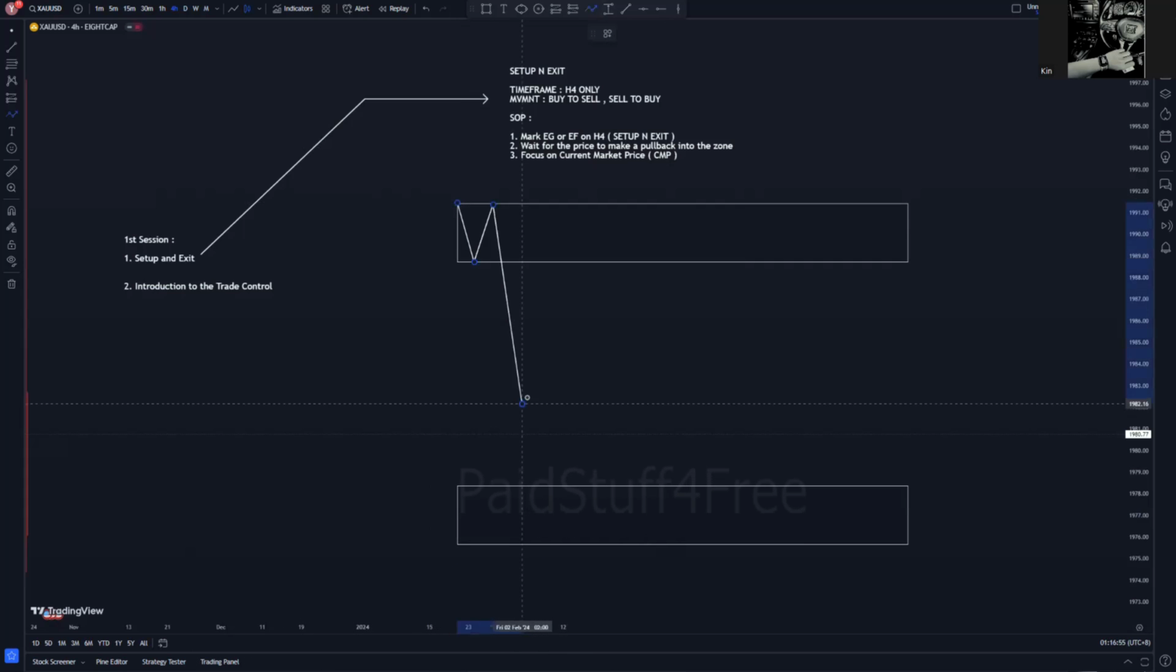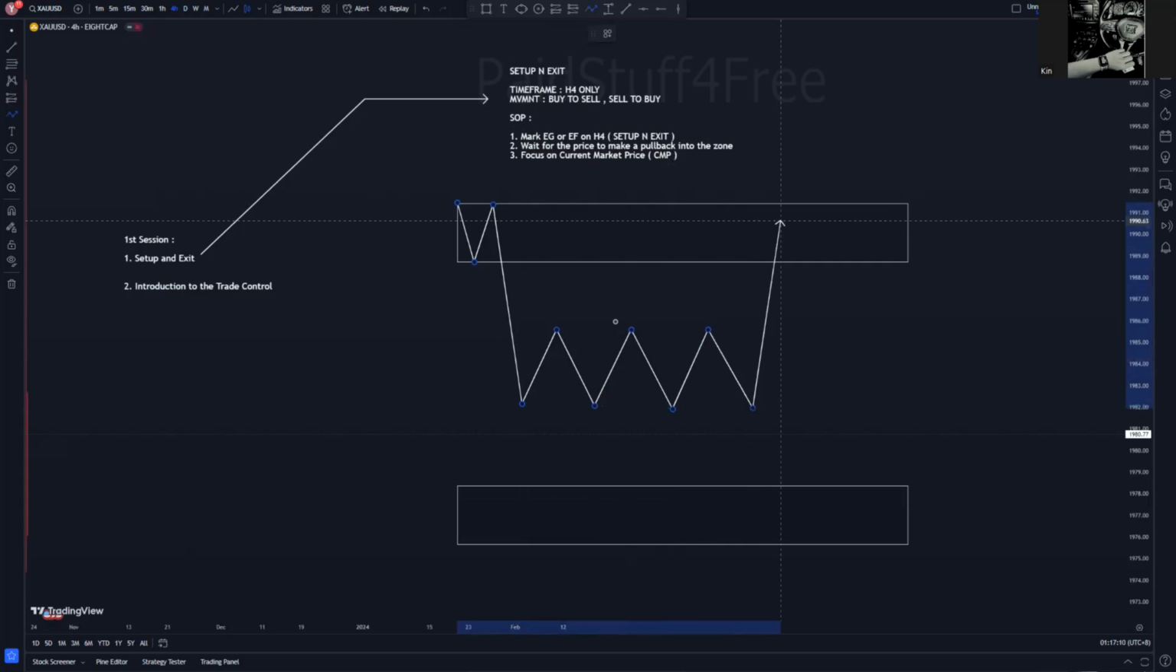After that, we need to wait for the price to make a pullback into the zone. No matter how long it takes, the price needs to make a pullback because we need to follow the SOP. After the price made a pullback into the zone, we go to the third SOP, which is to focus on the current market price, the CMP. The CMP for us in this situation is going to be somewhere around here.